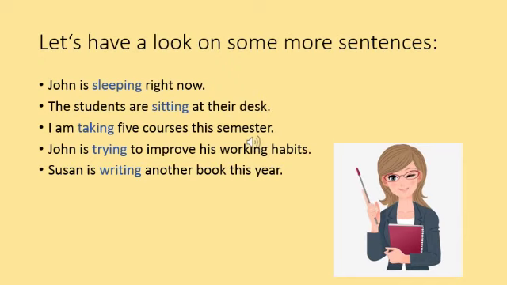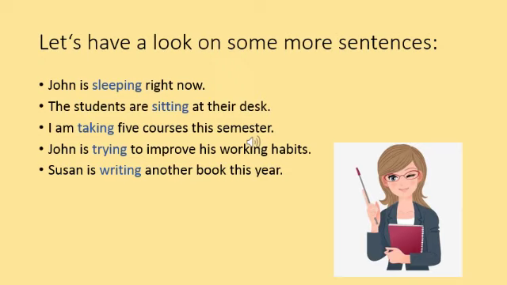Now, let's have a look at some more sentences. Number 1, John is sleeping right now. Number 2, the students are sitting at their desk right now. The present progressive expresses an activity that is in progress at the moment of speaking. It is a temporary activity that began in the past, is continuing at present, and will probably end at some point in the future. The third example is I am taking 5 courses this semester.